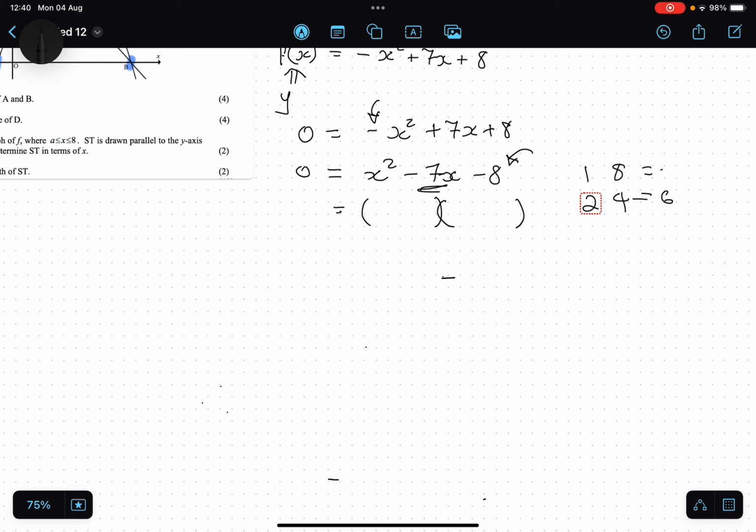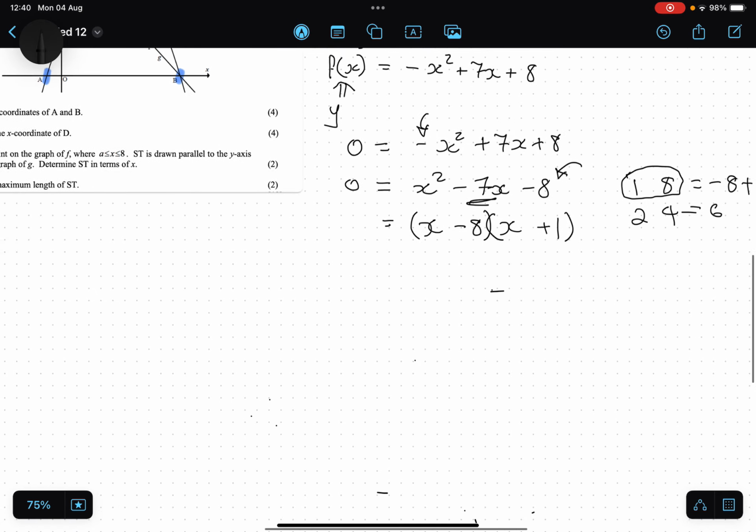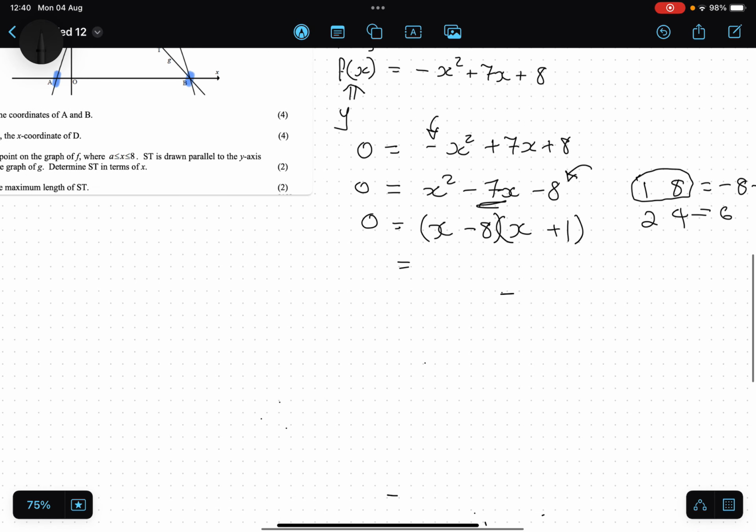So if I set -8 plus 1, that would give me -7. So then I'm going to use the factors 1 and 8. So let's go with that. So 8 and 1. Okay, so we need -8 and plus 1. And we obviously need x and x. Okay, so we know that our x-intercepts now are at this point, we actually don't need the 0 there.